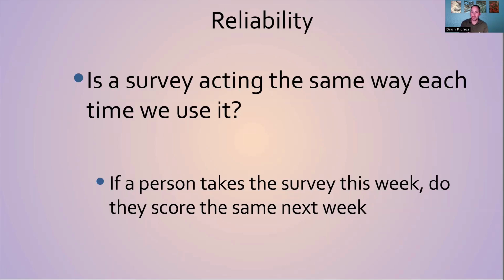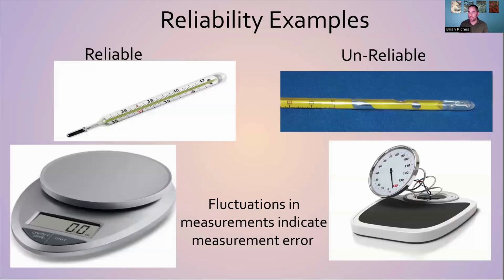Something like happiness is a state, is more fleeting, so you might expect that to change more dramatically. But some things we want them to be very reliable. So some examples of this are this scale and this thermometer. These ones look pretty reliable. I would probably trust them. These ones look unreliable. It looks like when I put it in my mouth when I have a fever, it might give me a temperature of 110 degrees, which is not very true. That would mean I was dead.